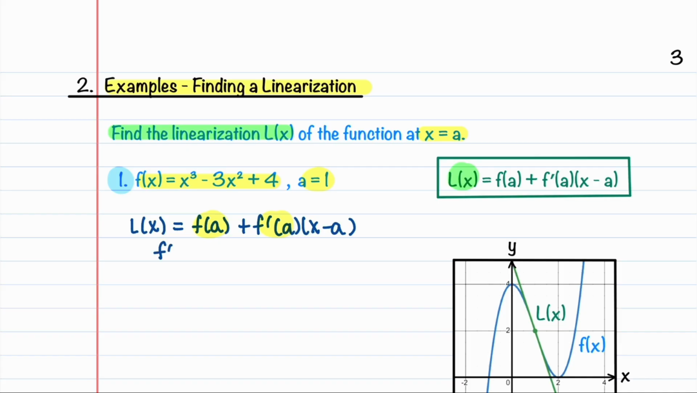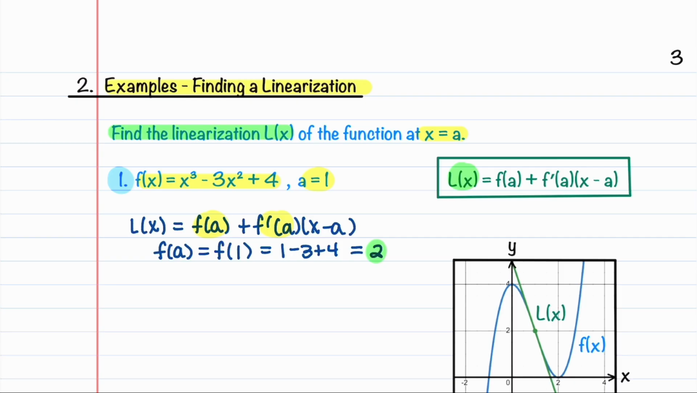Our f of a is equal to f at 1, so we just plug 1 into our function up above, and we have 1 minus 3 plus 4, and that is equal to 2. I'm going to highlight that so we can find it when we need it.